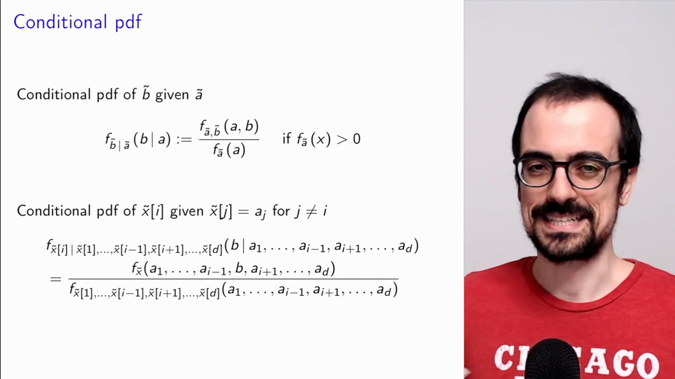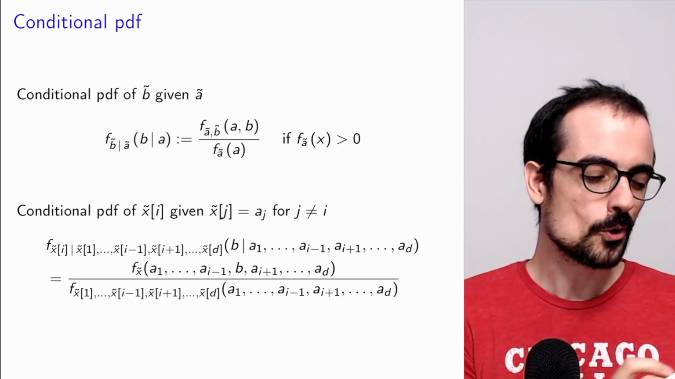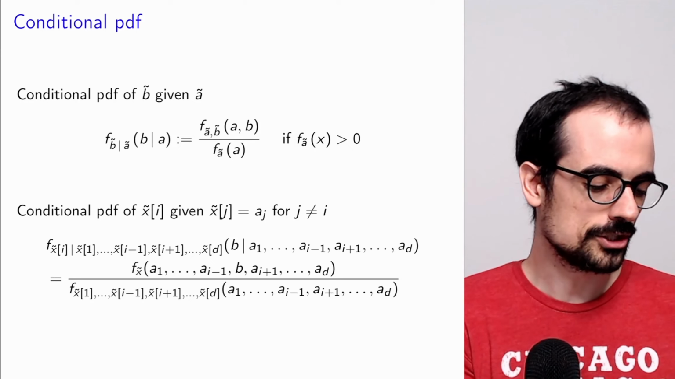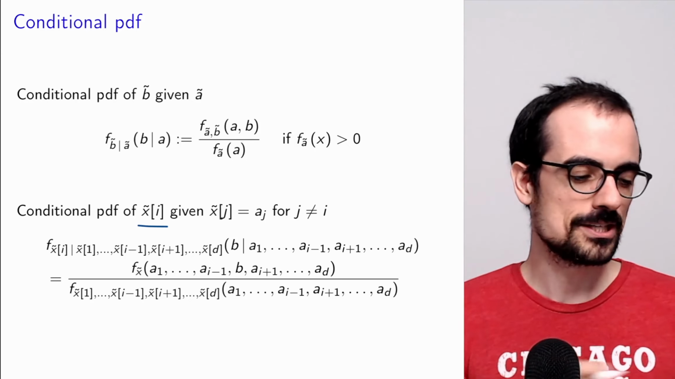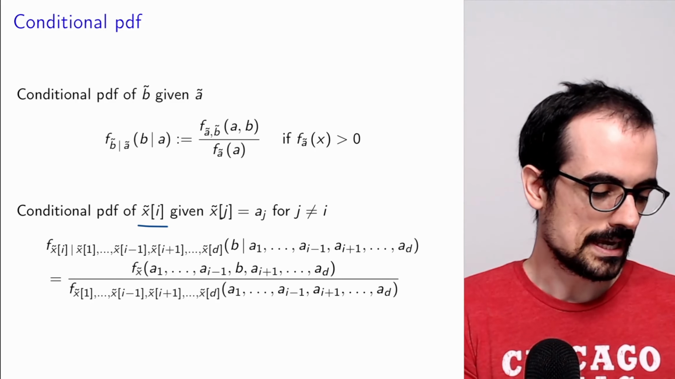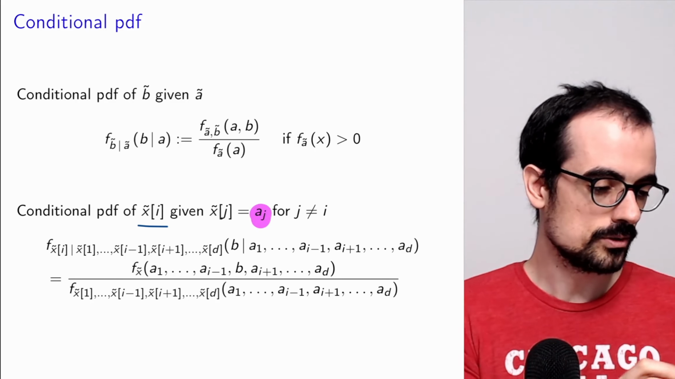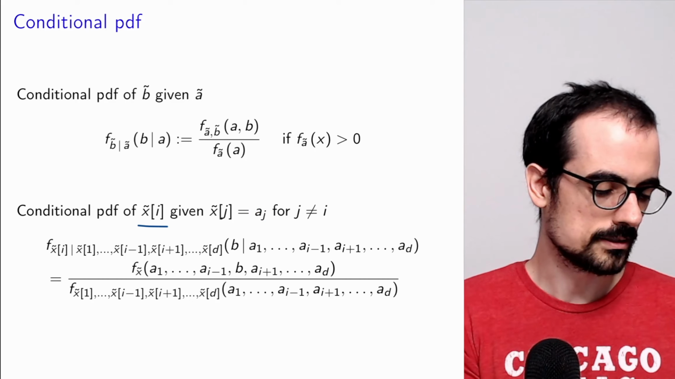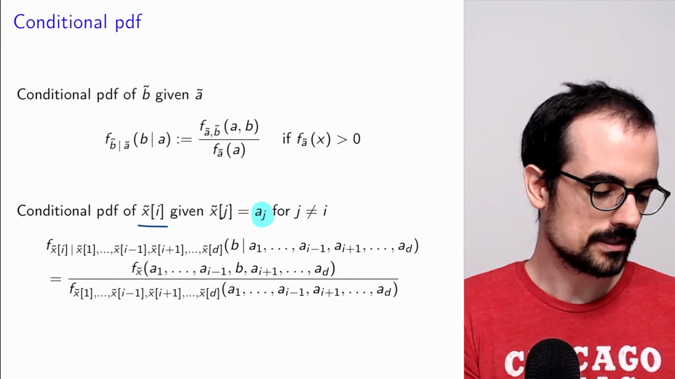Okay, the same thing, it gets a little bit complicated, but let me walk you through. So imagine that you want the conditional PDF of one of the entries of a d-dimensional vector conditioned on the rest. We're conditioning that the rest have these values. I'm going to try to be consistent with the colors that I used before. So we fix all of those values.